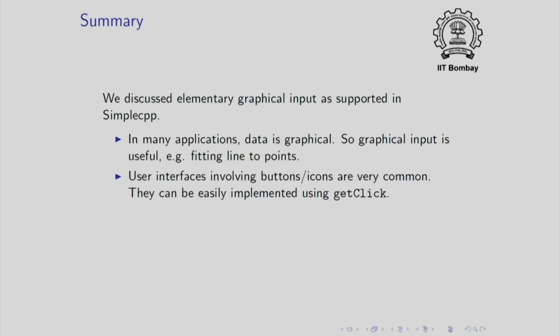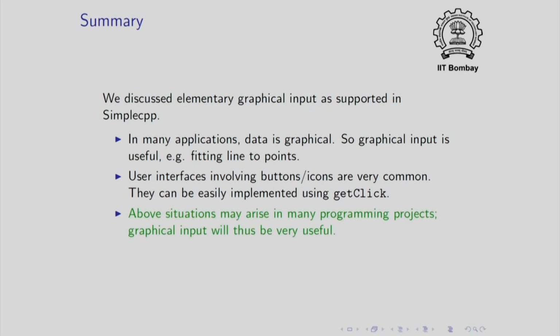User interfaces typically involve buttons and icons, and as we saw, they can be easily implemented by first of all creating a button by drawing an icon, putting the text inside it, indicating what button or what icon it is meant as, and then in the program we simply check whether the user has clicked inside the button or not. If the user indeed has clicked inside the button, then we can perform the action that is associated with the button. As you can see, these situations will arise in many kinds of programming projects, and graphical input will thus be very useful.